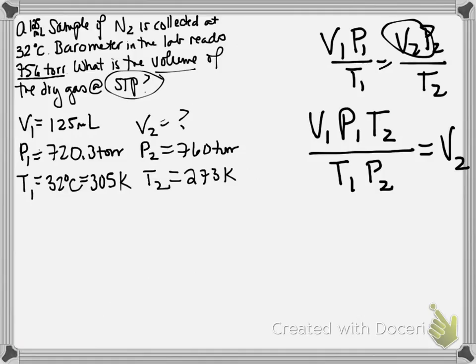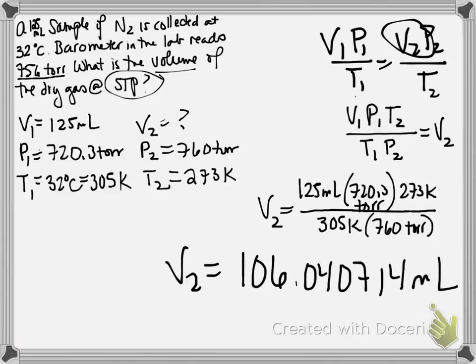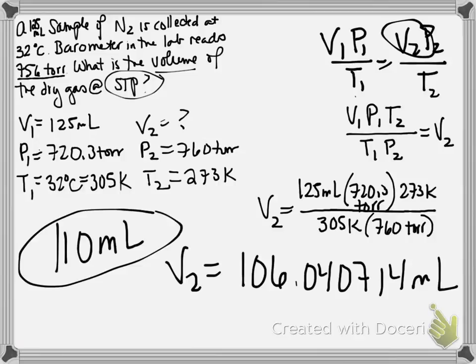Okay, so we have our rearrangement, and now we're going to plug in. We have everything plugged in, and now it's just a matter of computing. So we get a raw answer for volume of 106.040714 milliliters. How many sig figs do we get? 2. So this would be 110 milliliters for our final volume. So it's shrunk somewhat. Okay, questions, comments, or concerns on these kind of problems?